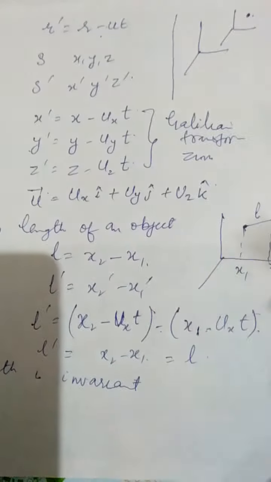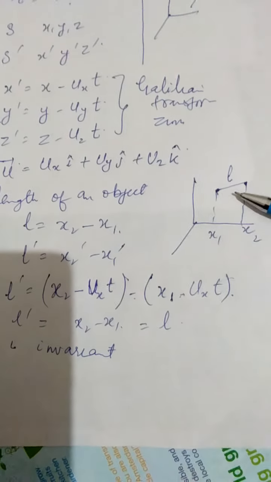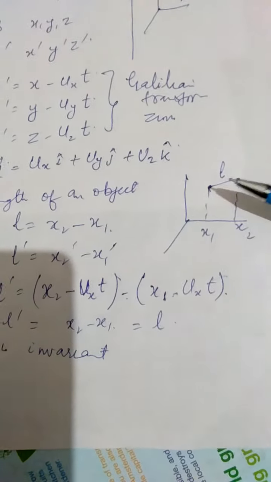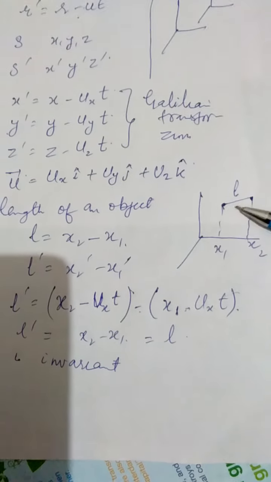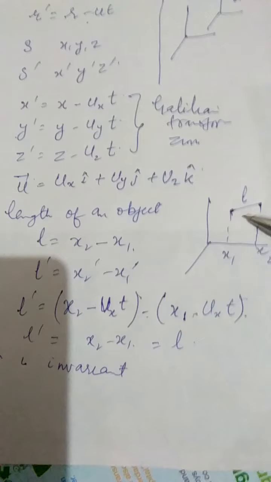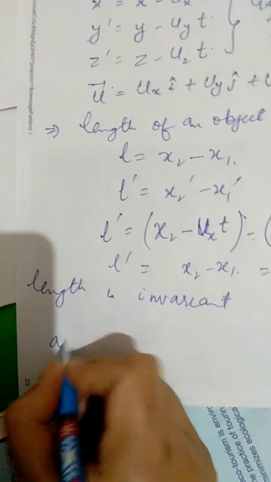Therefore, even from the perception of two observers, whether in the moving frame of reference or in the static frame of reference, the length of the object comes out to be the same. It doesn't change. The only thing that changes from the perception of the two observers is the velocity of the object. Length does not change. So let us see what happens to acceleration now.